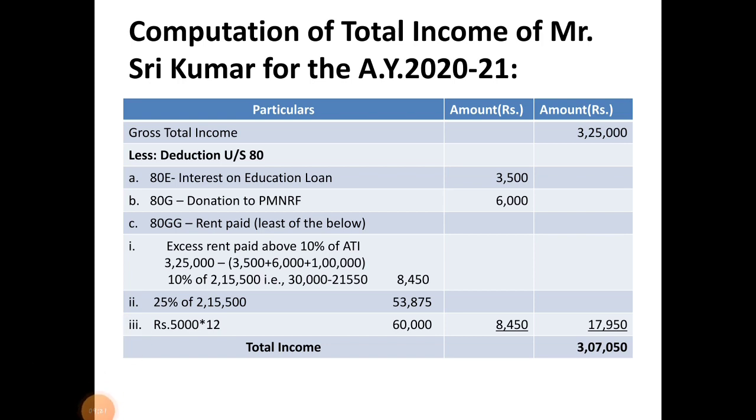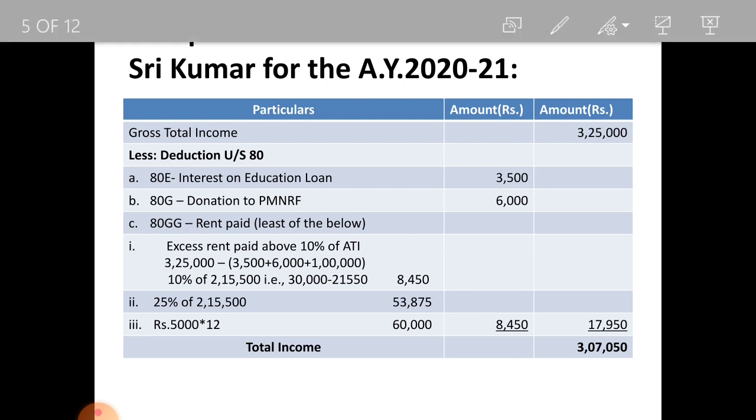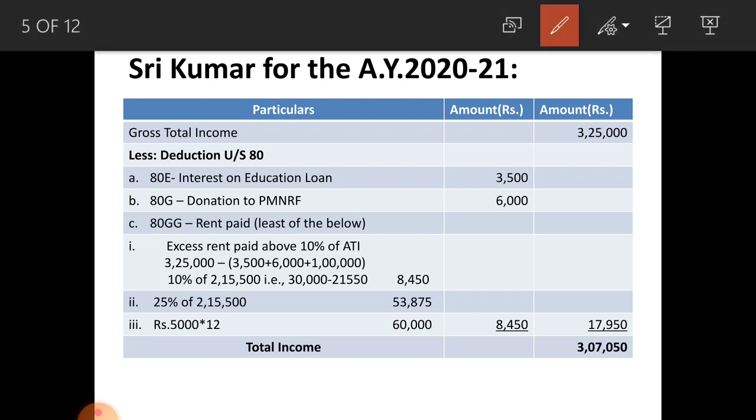Particulars and two amounts columns you have to draw. Gross total income you have to write in the second amount column, 3,25,000. From that, deduction under section 80 you have to deduct. First one under section 80E, that is interest on education loan 3,500 rupees, and 80G donation to Prime Minister's National Relief Fund 6,000 rupees.